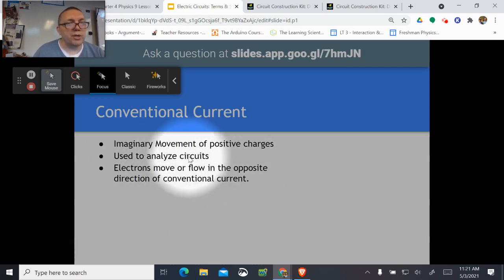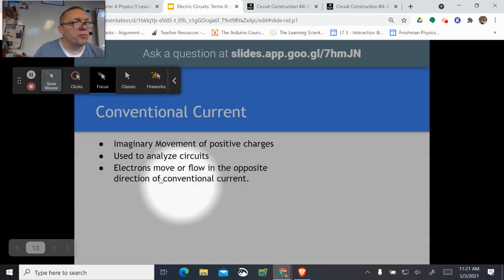Conventional current, we spoke about that earlier. It's the imaginary movement of positive charges. That's the opposite direction of the movement of electrons.